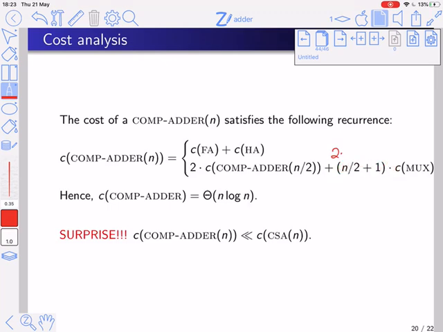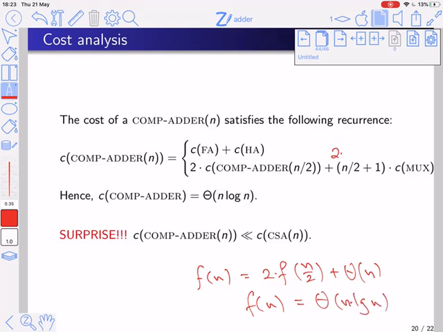And so we have here the recurrence f of n is 2 f of n divided by 2 plus big theta of n. And we know that this means that f of n is big theta of n log n. And therefore the cost of the compound adder is n log n.